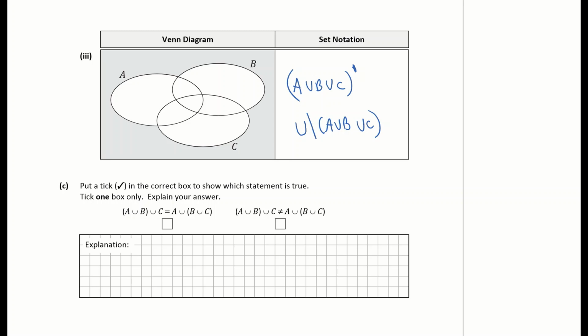And the final part, question 2, part C: put a tick in the correct box to show which statement is true. And I'm going to put a tick in the first box. Basically what this means is it's asking, are they equal in the first one or not equal in the second one? And the reason why they're equal is because for the union of sets, the order that the union takes place in doesn't matter.